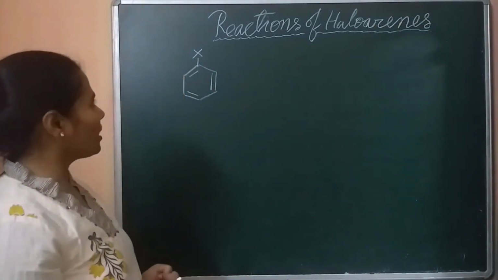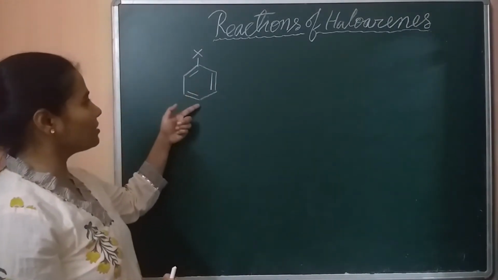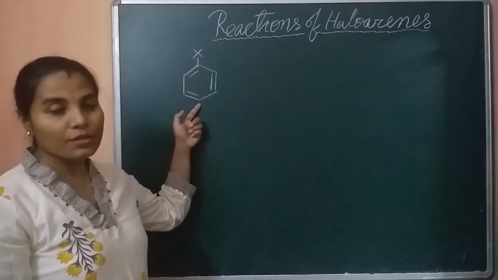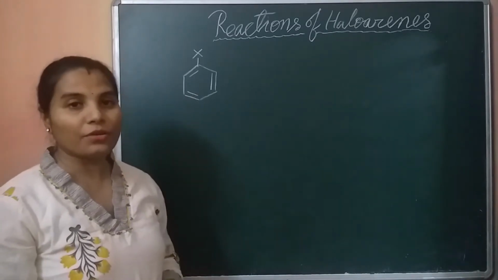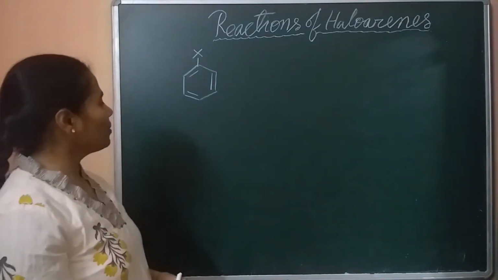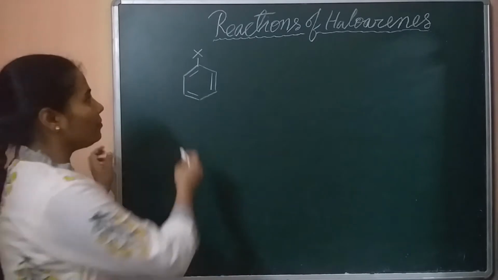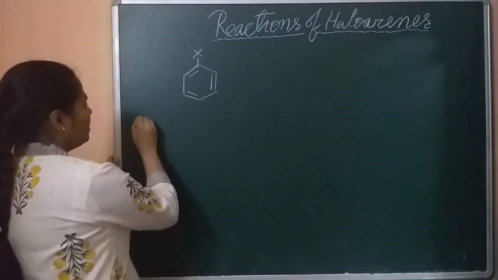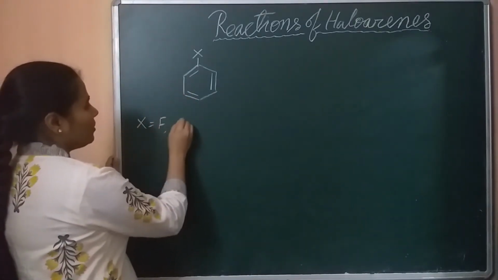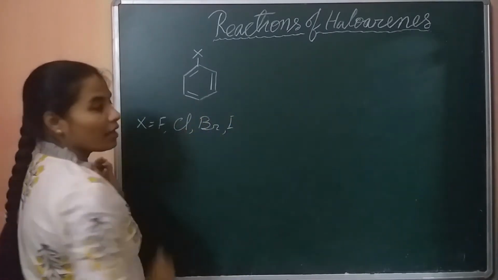Haloarenes are those halogen organic compounds where the halogen is attached to an aromatic ring. So what is an aromatic ring? I have already mentioned it in my previous lectures. Suppose here we have taken a haloarene. Here the halogen may be fluorine, chlorine, bromine, or iodine.